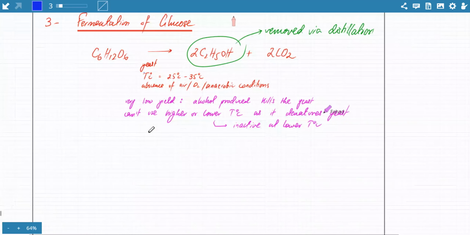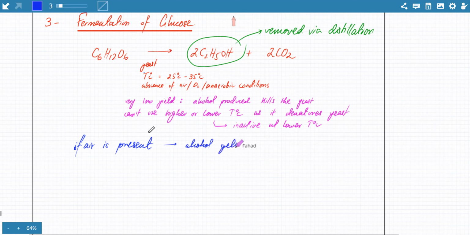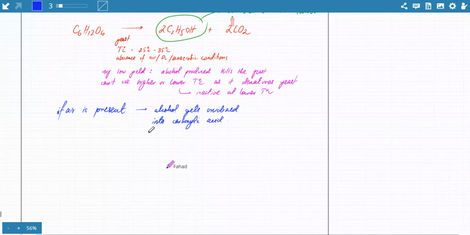So that's number 3. अच्छा, ये सारा तो आप पहले ही कर चुके हैं, और इसमें there's another point which is कि if air is present, so because of the air, the alcohol will get oxidized into carboxylic acid. I say it gets oxidized into carboxylic acid, and that makes it very deadly as well. तो ये सारा है. अच्छा, ये fermentation of glucose है, that's over. इससे ज़्यादा तो खैर nothing would be asked.